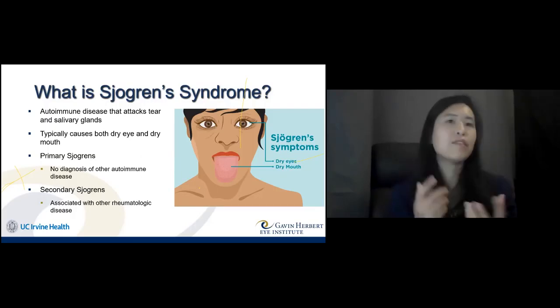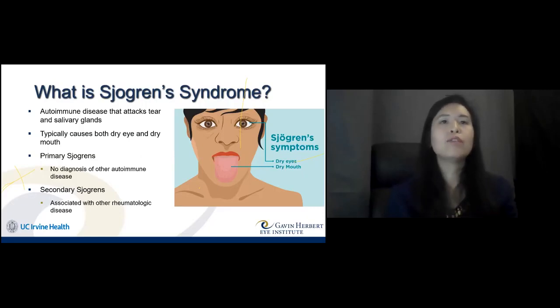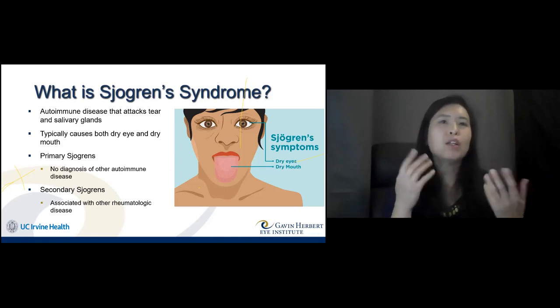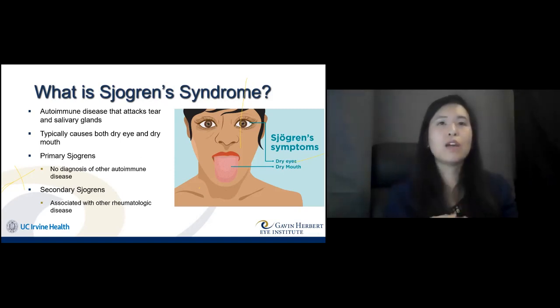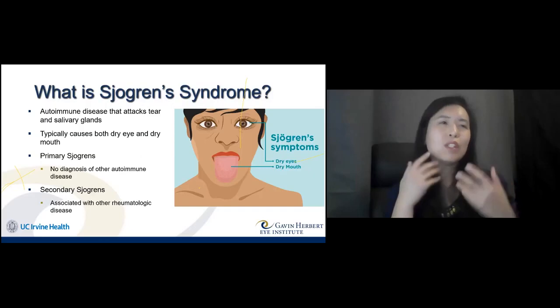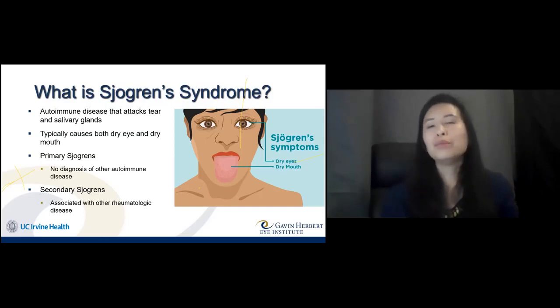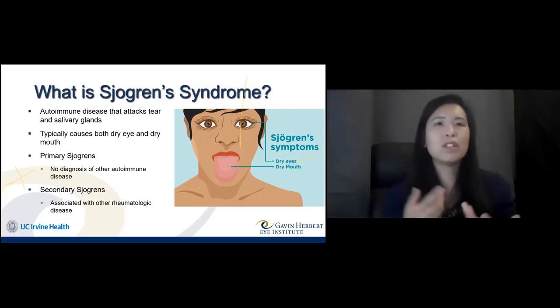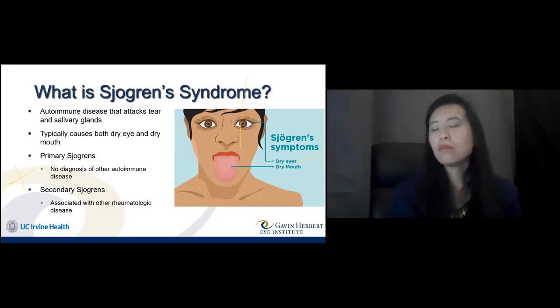And they don't always have to go together. So you can have really severe dry mouth and kind of mild dry eye, or the opposite. You can have really severe dry eye and the dry mouth is not that bad. You can have the right eye much worse than the left eye, and then the dry mouth is like in the middle. Any of those are possibilities.